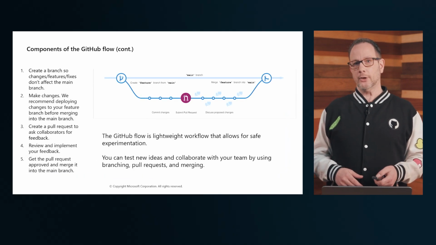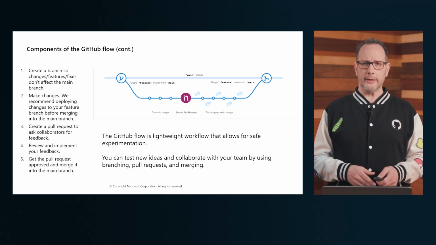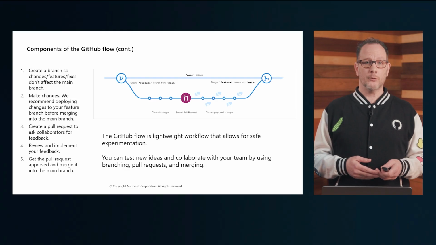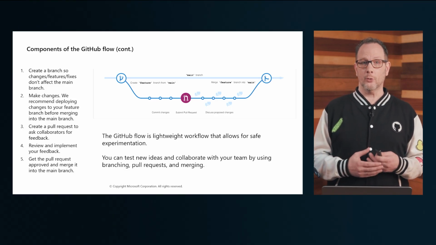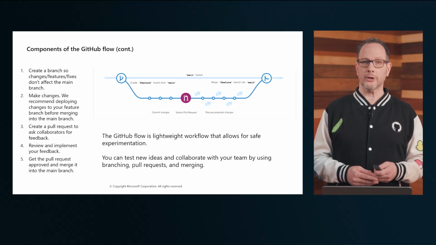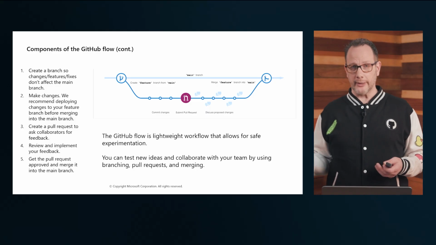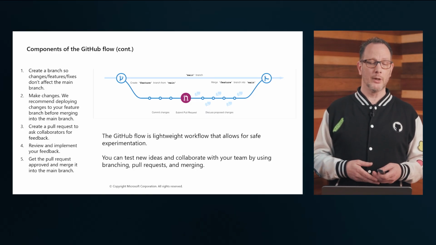Now, this next slide walks through each step of GitHub Flow much more in detail. It starts with creating a new branch, which gives you a safe space to build and test changes without impacting the main branch. Branching lets you experiment freely, trying new things, and then refining your work over time.